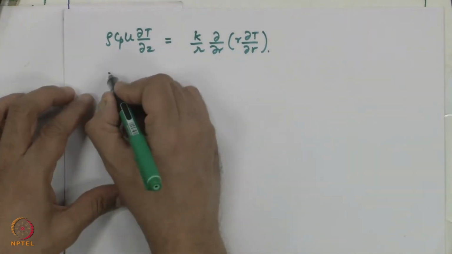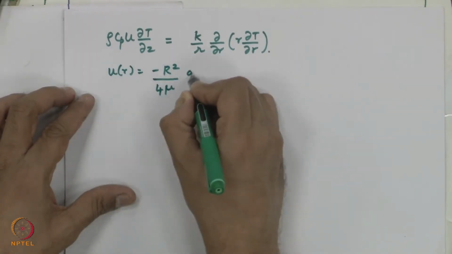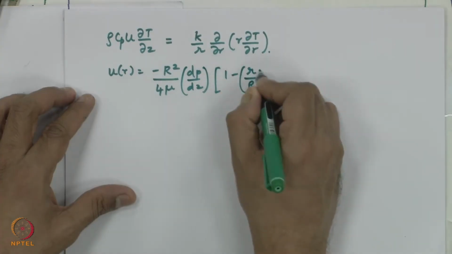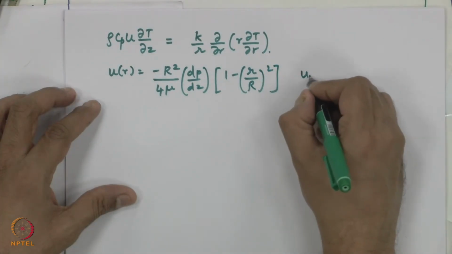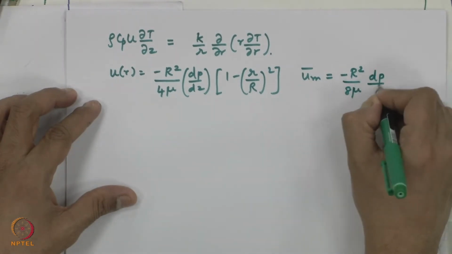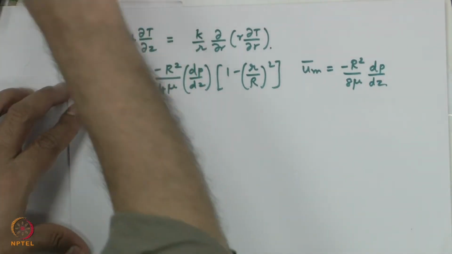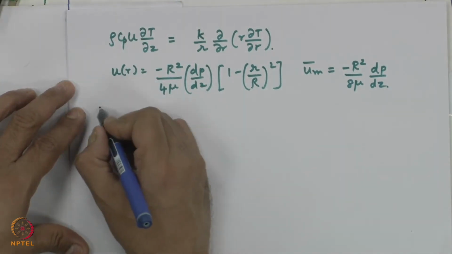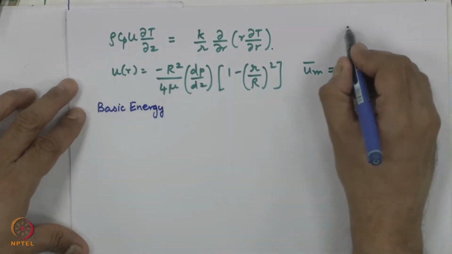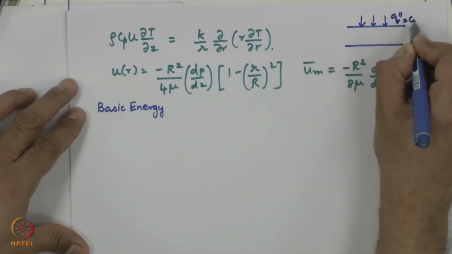Okay. We also have u of r is equal to minus r squared by 4 mu dp by dz times 1 minus r by capital R whole squared. We had u bulk mean, which was derived as minus r squared by 8 mu dp by dz, correct. We had also shown, I hope you remember, from basic energy balance for the constant wall heat flux condition. Remember, we are talking about constant wall heat flux condition, q W equal to constant.